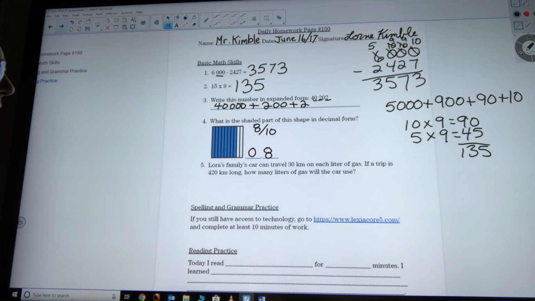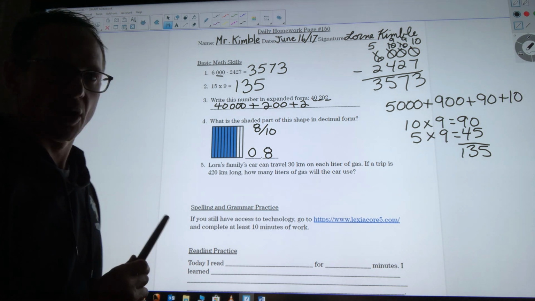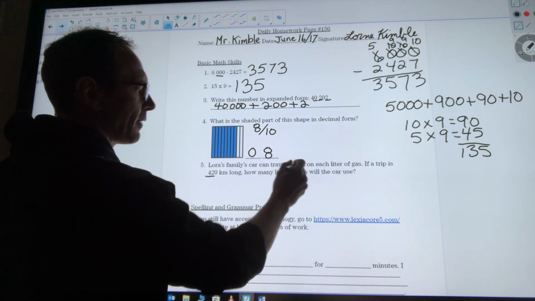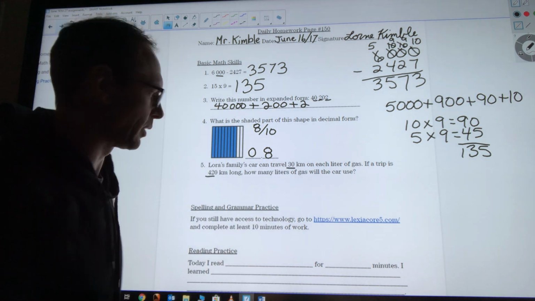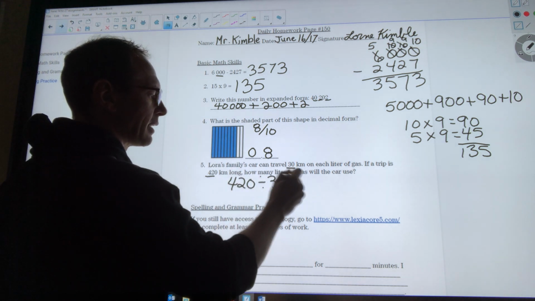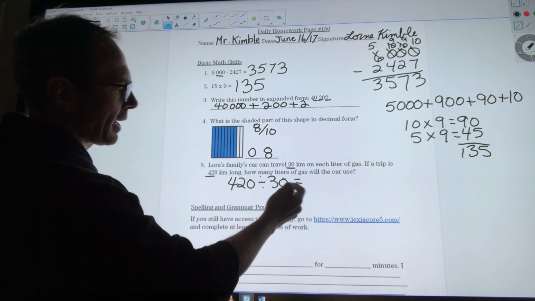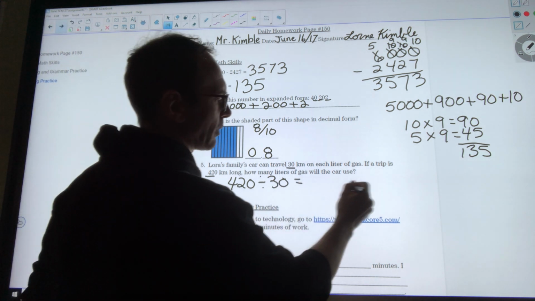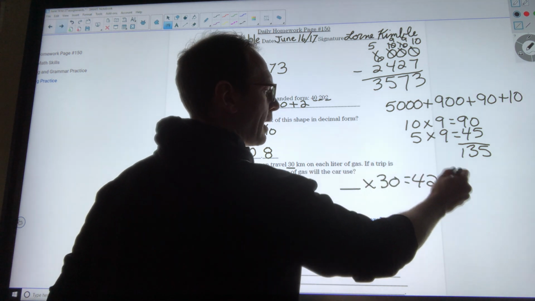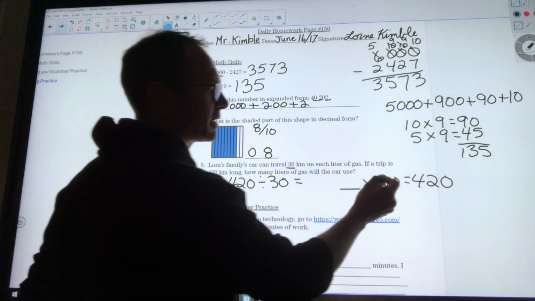Last question, it says, Laura's family's car can travel 30 kilometers on each liter of gas. If a trip is 420 kilometers long, how many liters of gas will the car use? So what I have here is a 420 kilometer long trip divided into 30 kilometer sections, really, right? So I can look at that as 420 divided by 30.